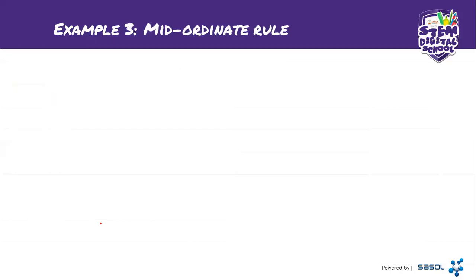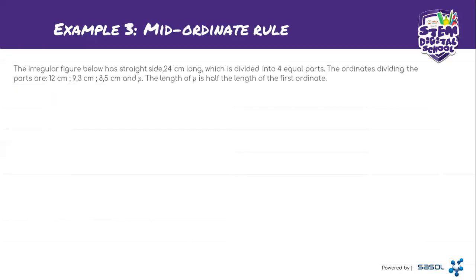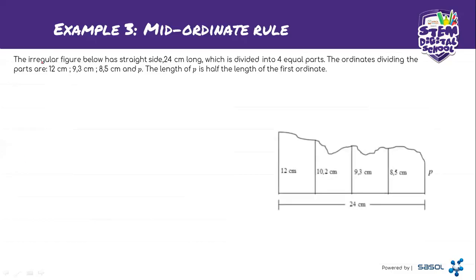Then we still have another example under the mid-ordinate rule. The irregular figure below has a straight side, 24 centimeter long, which divides into 4 equal parts. The ordinates dividing the parts are 12 centimeter, 9.3 centimeter, 8.5 centimeter, and P. You can see the last ordinate there is P. The length of P is half the length of the first ordinate. Write down the value of P.